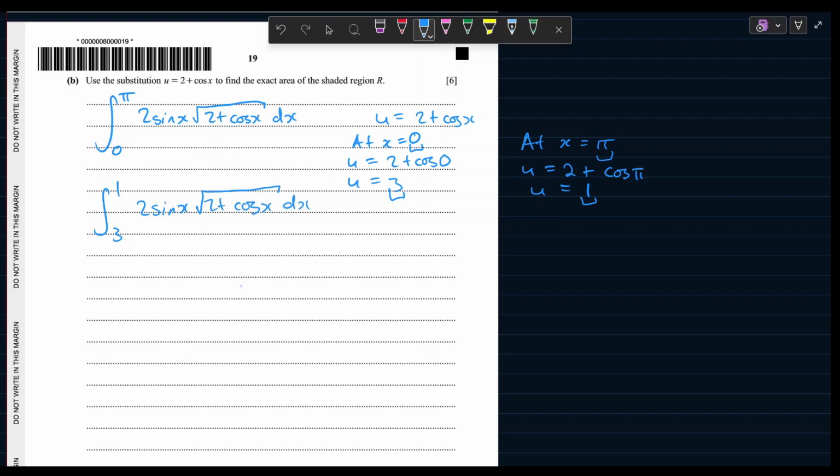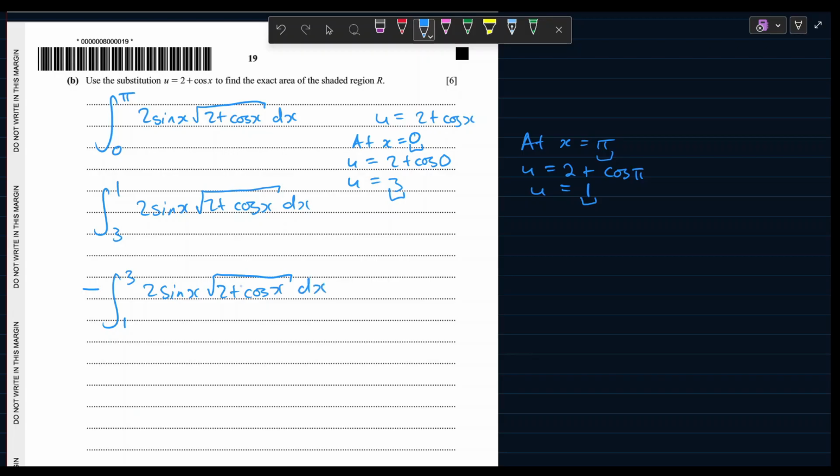Now, obviously, our limits are in the wrong order. So if we want to correct them such that the lower limit is the smaller limit, we're going to have to multiply our integrand here by a negative 1. So it becomes, I'll put the negative sign outside, negative, and then you can flip your limits to 1, 3. This is 2 sine x times root 2 plus cos x with respect to x.